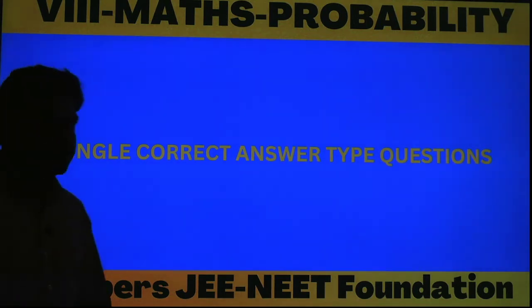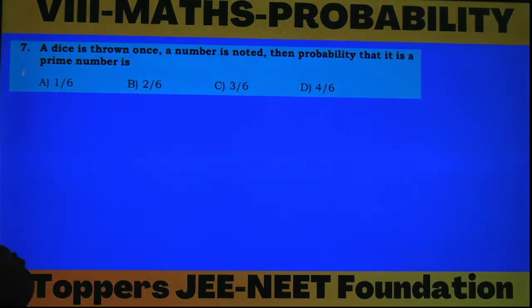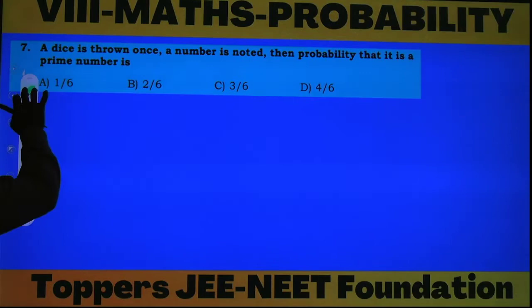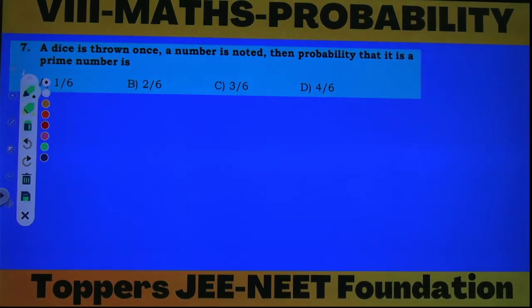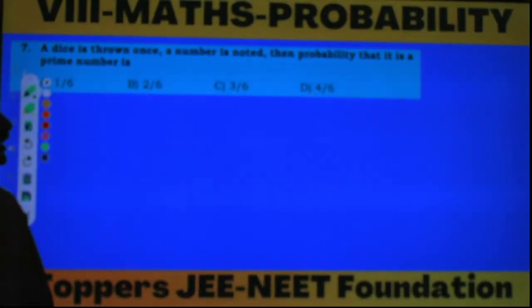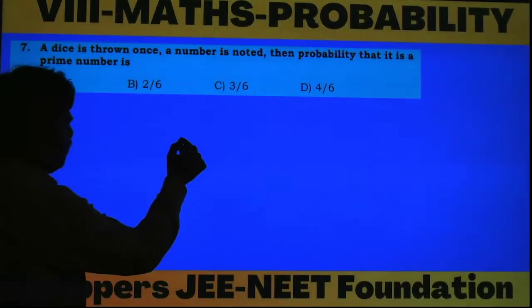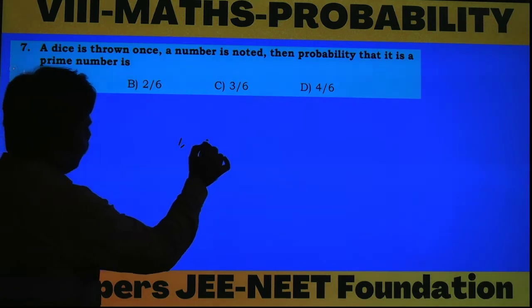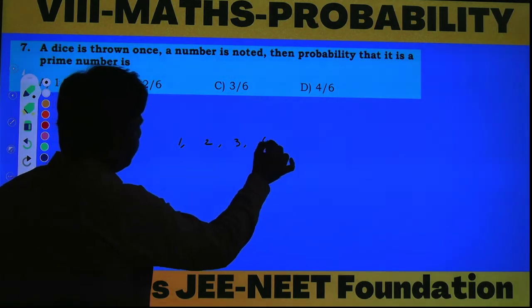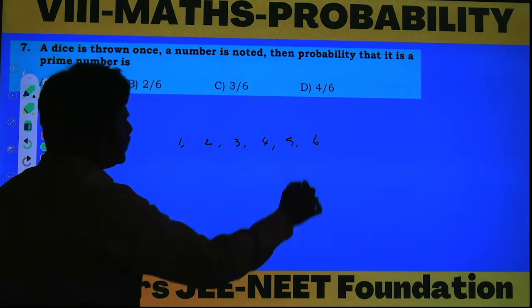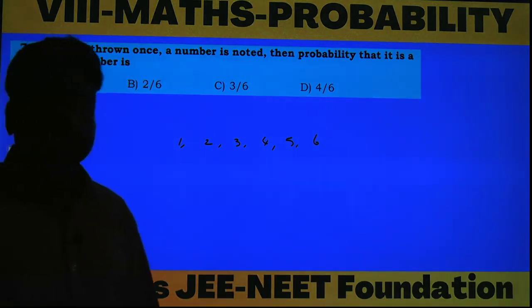Next, single correct answer type questions. If a dice is thrown once, a number is noted, then the probability that it is a prime number is dash. Suppose a dice is thrown once, then what are the possible outcomes? It gives the count on the top of the dice, maybe 1, maybe 2, maybe 3, maybe 4, maybe 5, maybe 6. So there are totally 6 possible outcomes.